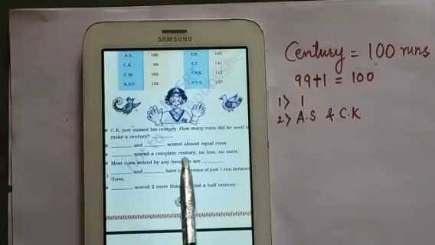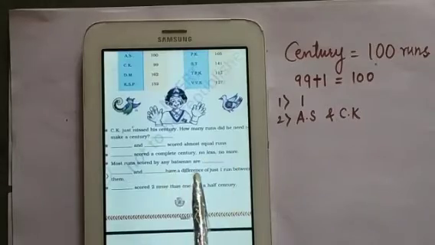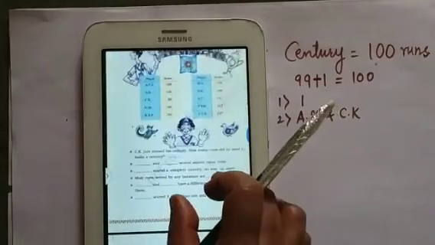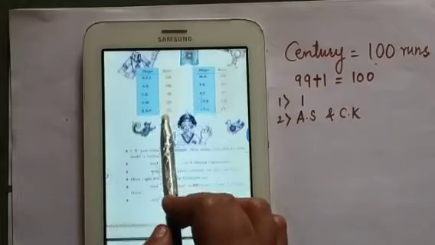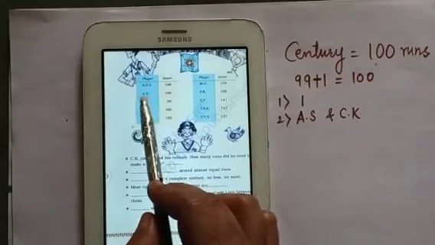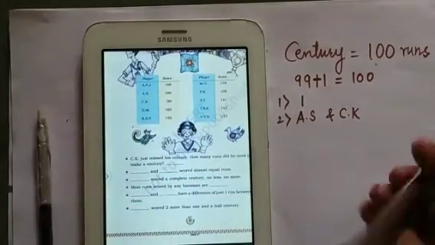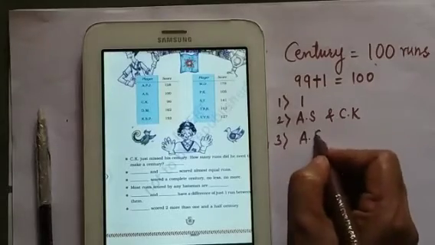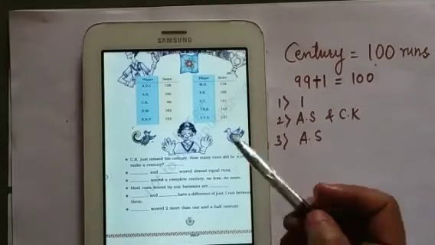Question number 3 now. Dash scored a complete century, no less, no more. Who completed his century? Children, see over here in the data. Yes, AS. AS scored his century.